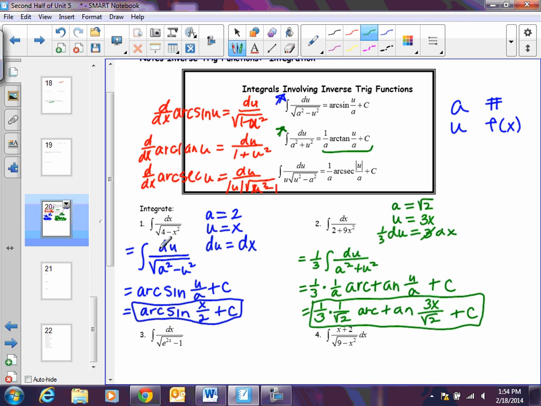I would call both of these pretty basic problems. They're pretty straightforward. Number 2 had a number, but still, they're pretty straightforward. The next couple I do are going to be a little bit more difficult. So before I move on, are there any questions?